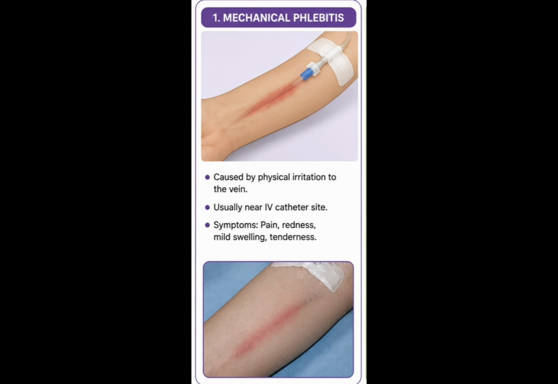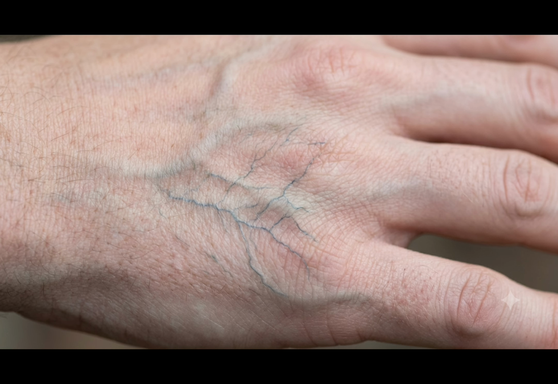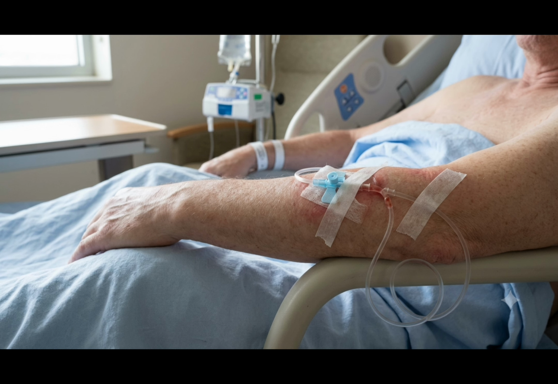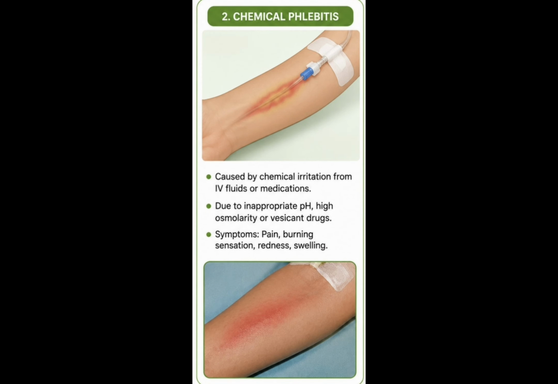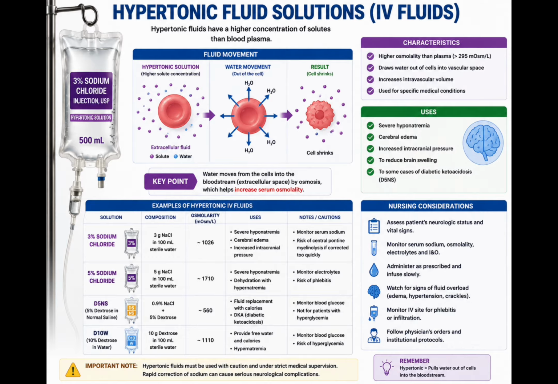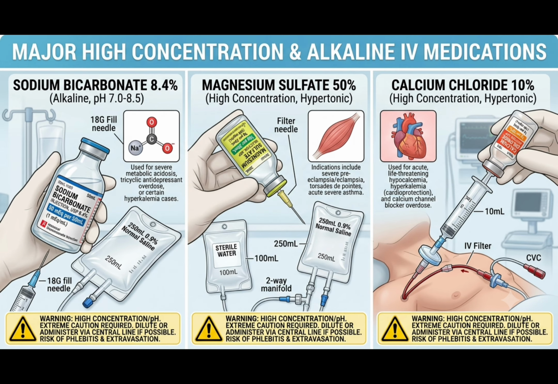Types of phlebitis. 1. Mechanical phlebitis. Mechanical phlebitis occurs due to physical irritation of the vein. Causes include a large cannula inserted into a small vein, poor cannula stabilization, excessive movement of the cannula, cannulation over joints. 2. Chemical phlebitis. Chemical phlebitis occurs due to irritation caused by IV medications or fluids. Causes include hypertonic solutions, highly acidic or alkaline medications, rapid infusion of irritating medications, inadequate dilution of medications.